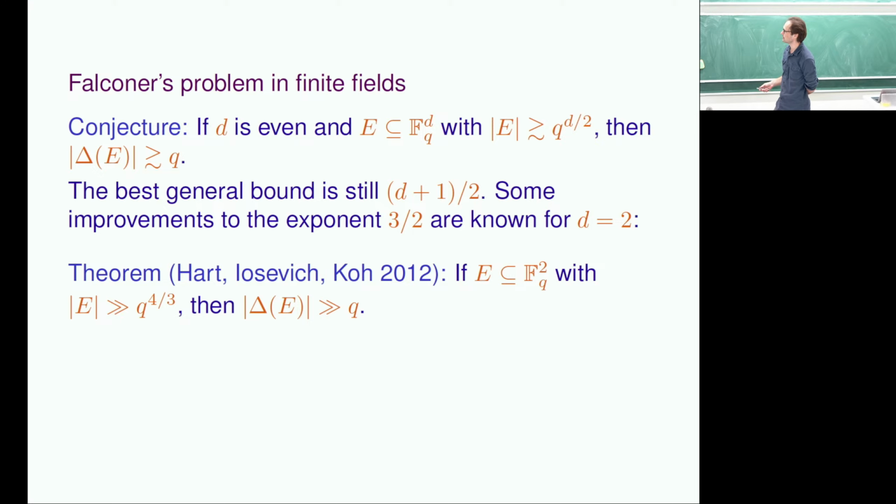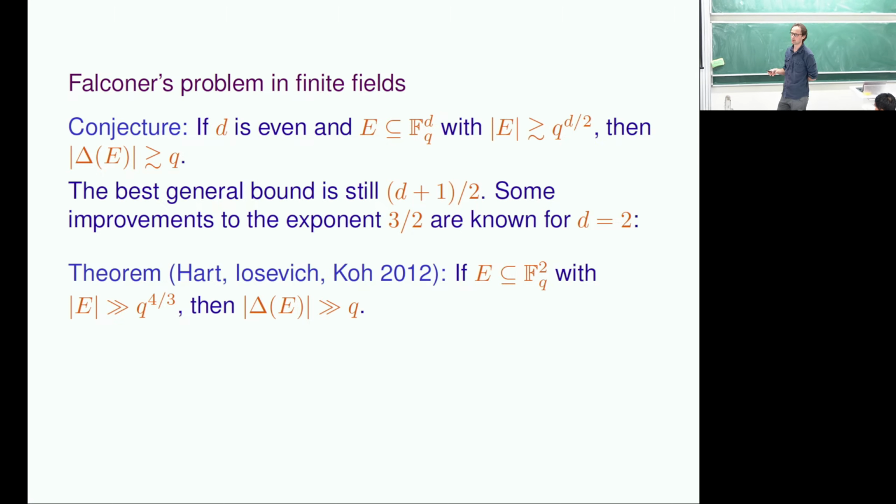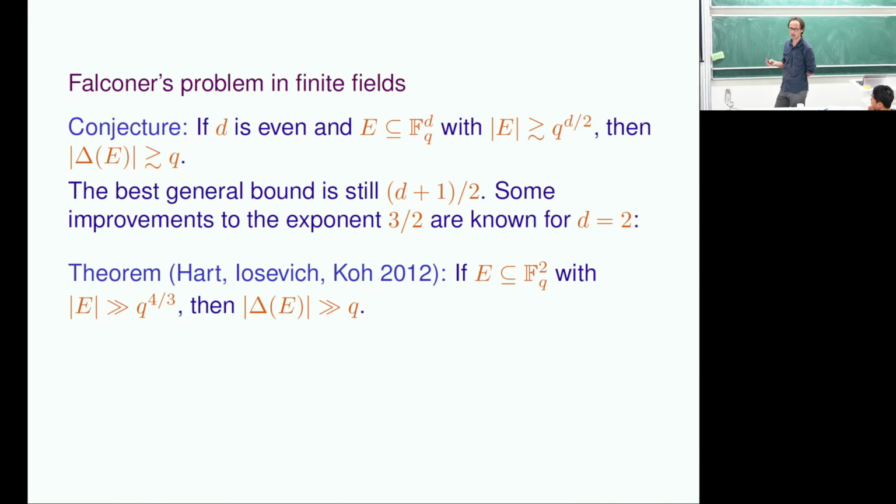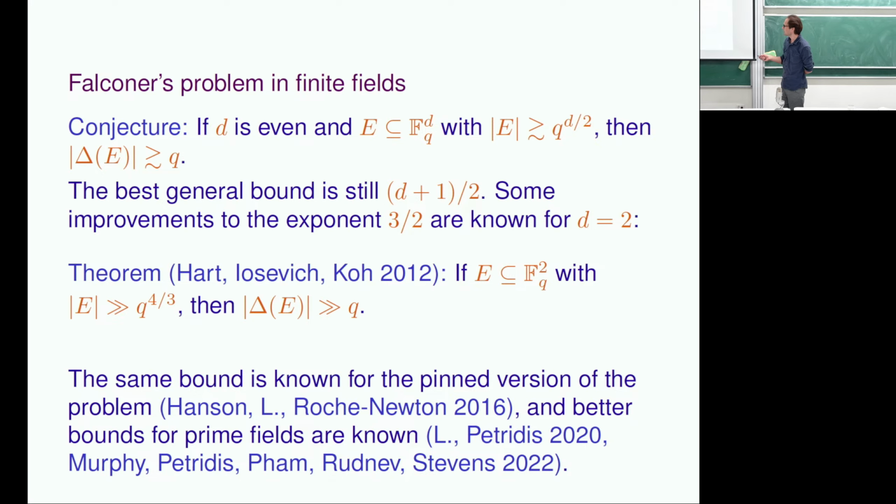For example, in the plane, Hart, Iosevich, Koh and Rudnev showed that if you have a set of points in the plane of size at least q to the 4/3, so the threshold on the previous page would be q to the 3/2, then you determine a positive proportion of all the distances. And the same bound is known if you have a set of q to the 4/3 points, then not only do you have positive proportion of all distances, but there exists a point in the set from which a positive proportion of all distances occur. That was by myself, Brendan Hansen, and Oliver Roche-Newton.